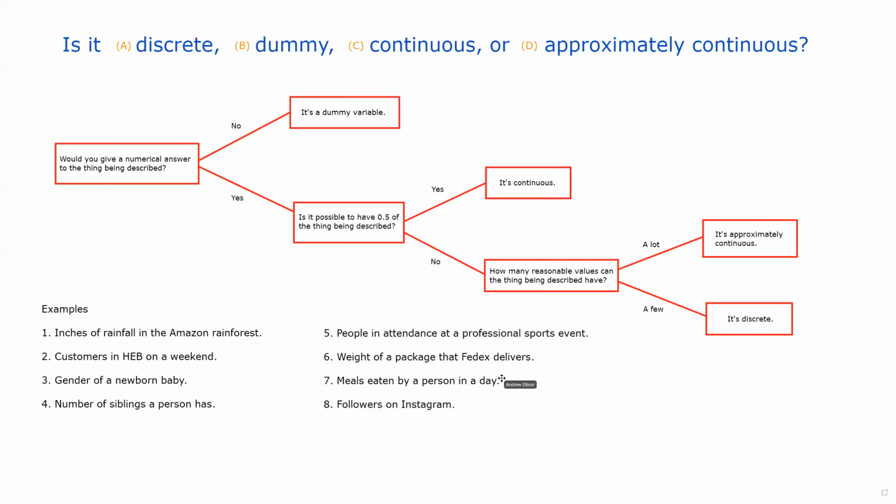All right, this is going to be a quick 5-minute video. I'm going to use this flow chart to help answer the question, is it discrete, dummy, continuous, or approximately continuous? Doing some of these examples and then the quiz questions as well.